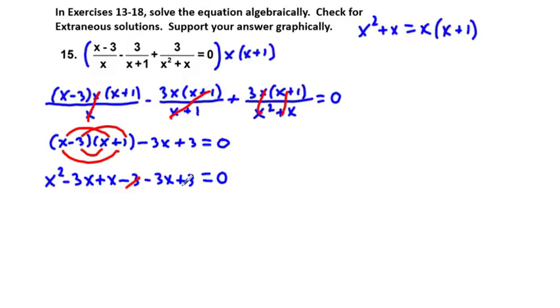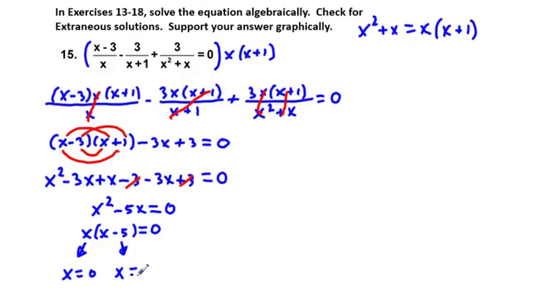And we have negative 3 plus 3 cancel each other, and what we have left is x squared minus 3x plus x minus 3x. What we have left is x squared minus 5x is equal to 0. And to solve by finding the greatest common factor, we have x times quantity x minus 5 is equal to 0. So just working these out, our solutions are going to be x equals 0, and our other solution will be x equals 5. So those are our solutions, and we see if we plug in 0 here for x, that's not going to work out because we can't divide by 0. So we say the solution x equals 0 is an extraneous solution.